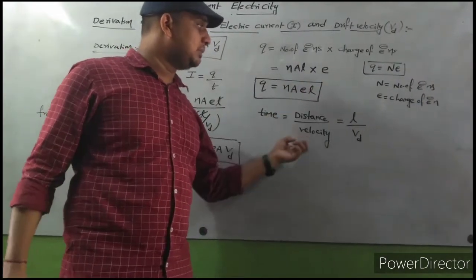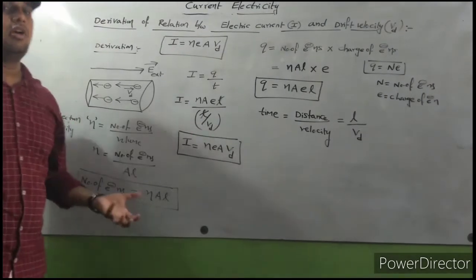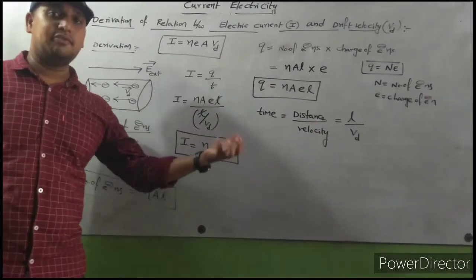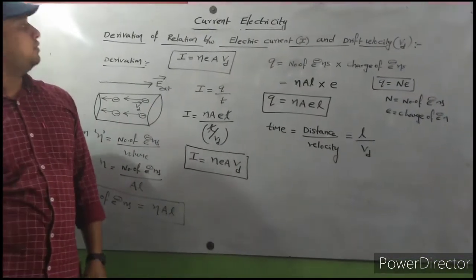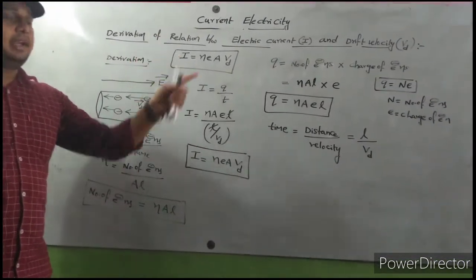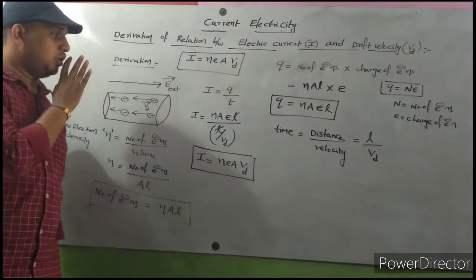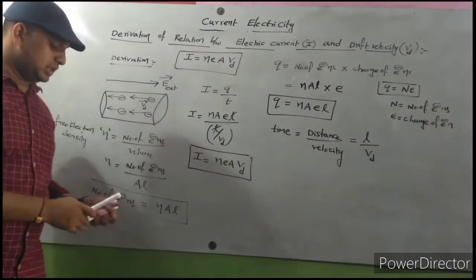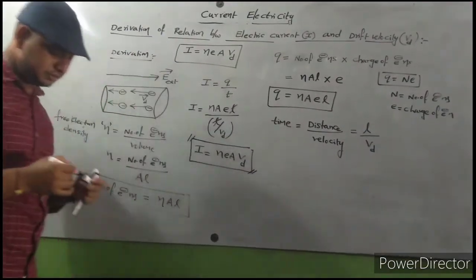Time is nothing but distance by velocity. L by velocity is nothing but drift velocity. By using that, we got the electric current formula I = NeAVd. So this is a derivation of the relation between electric current and drift velocity. This is very, very important from the board point of view, and from the NEET point of view this formula is very, very important. We are solving numericals based upon this formula.